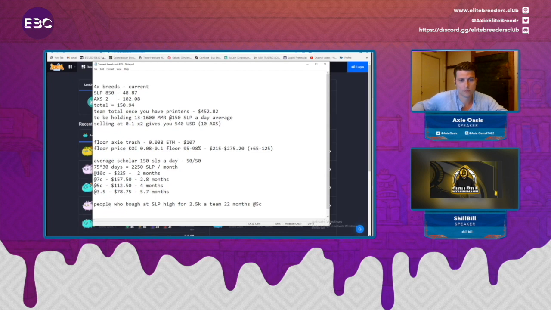And if you're looking at people that bought when the SLP price was like 30, 40 cents and were breeding, it was costing like $2,500 a team for a little while. That was crazy. I was telling everyone this is way overpriced. Like, I was selling Aquas for like 0.4 ETH. It was ridiculous. I sold some breeders up there. Yeah, that was right when I was making my first videos.